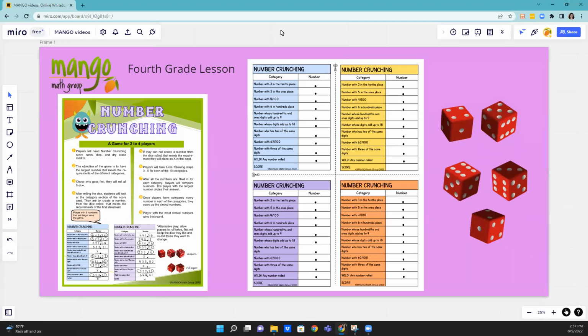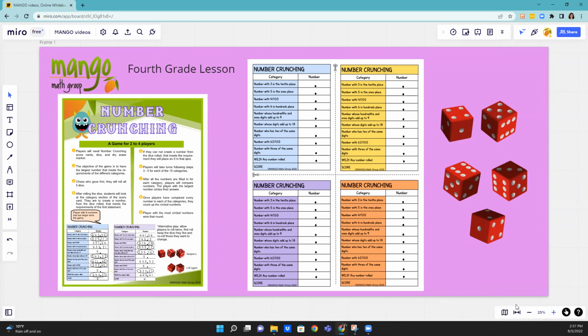Hello, this is Mary with Mango Math, and this is a fourth grade game called Number Crunching, and it gets into understanding place value. So students are going to play. There's going to be 4 students competing against each other. They're going to take turns rolling 5 dice, and they're trying to get the top score.